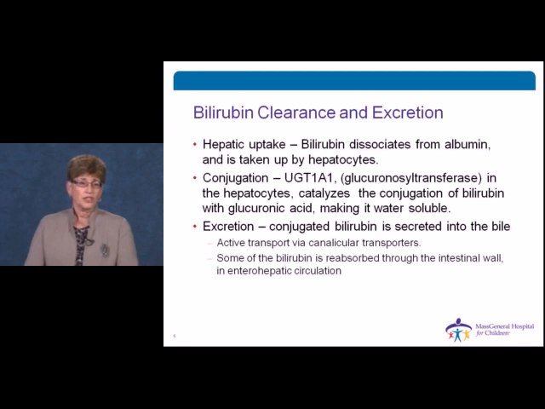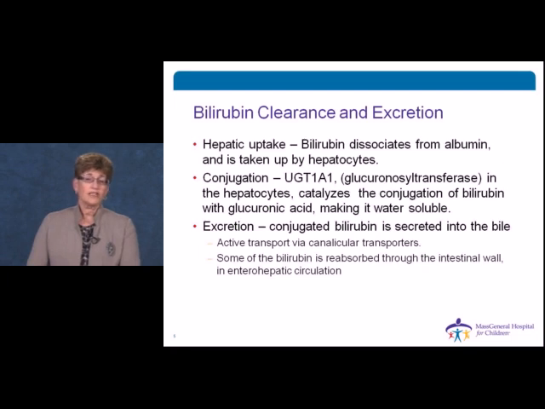Bilirubin clearance and excretion occurs within the liver. The bilirubin dissociates from albumin, by which it's carried around in the plasma, and it is taken up by the hepatocytes. It's then conjugated within the hepatocyte by an enzyme, one of the family of glucuronyl transferases, UGT1A1, which is the primary one in the hepatocyte, and that catalyzes the conjugation of bilirubin with glucuronic acid, making it conjugated bilirubin and making it water-soluble, and allowing it to be excreted from the hepatocyte through active transport via the canalicular transporters.